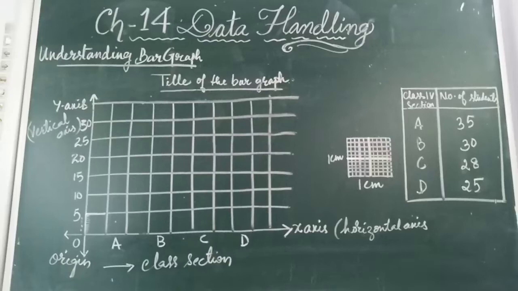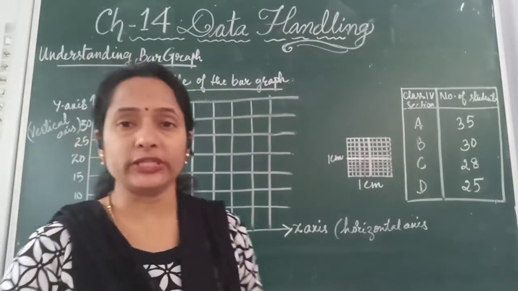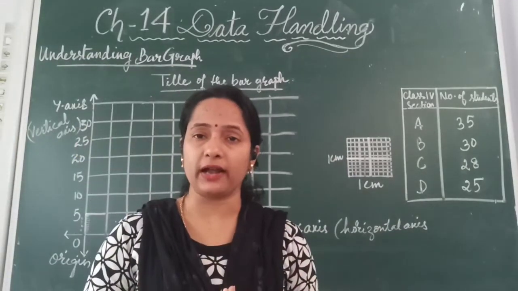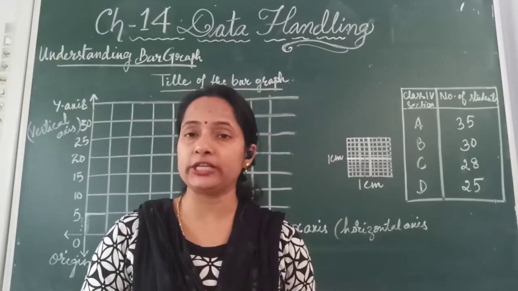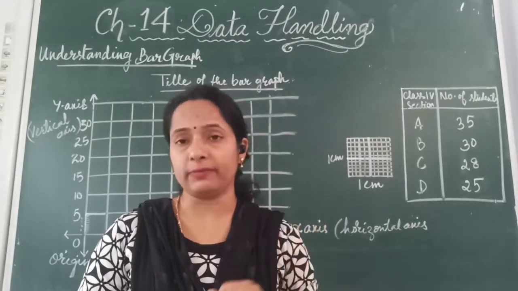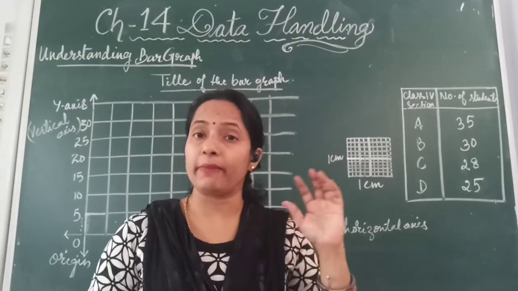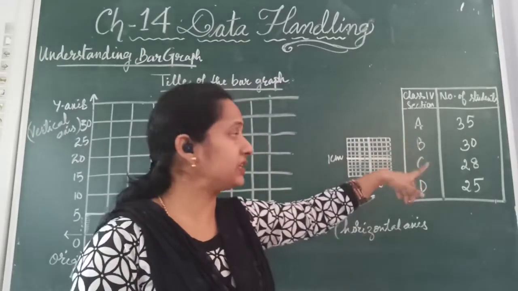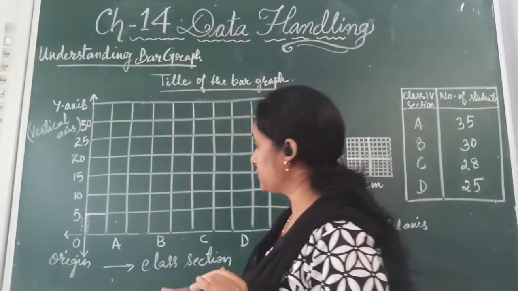Each bar has a length and it stands for a number. The longest bar represents the highest value, whereas the shortest bar represents the lowest value. So, in any bar graph, the highest or the tallest or the longest bar will represent the highest value. So, let us understand by drawing the bar graph of this particular data over here, and one by one let's understand these points.